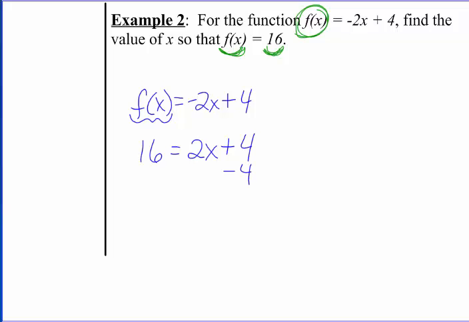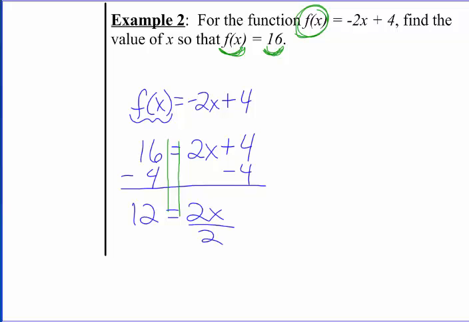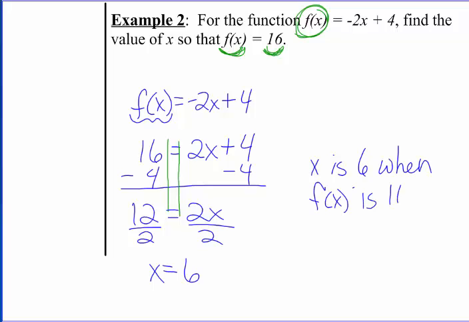So you subtract 4 from both sides of the equal sign. Note, the equal sign is right here. So when I do the opposite, I'm going to the opposite side of the equal sign. So that would be 12 equals negative 2x, and then I divide both sides by negative 2. x is equal to negative 6. So then x is negative 6 when f of x is 16.